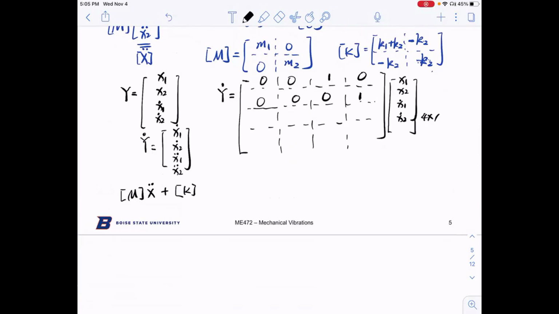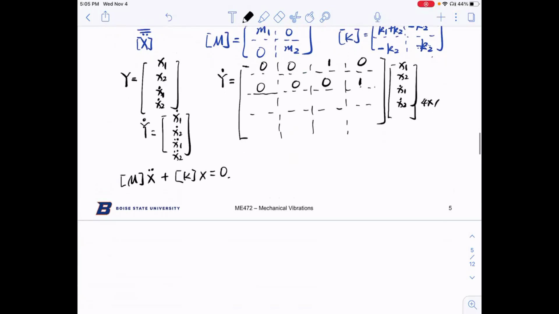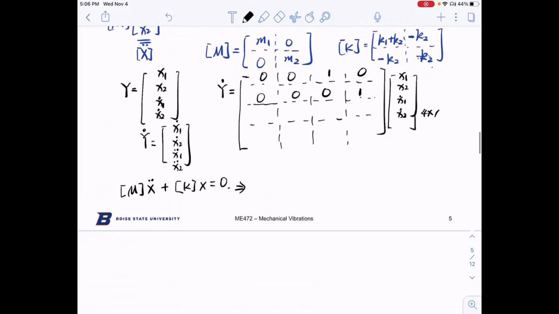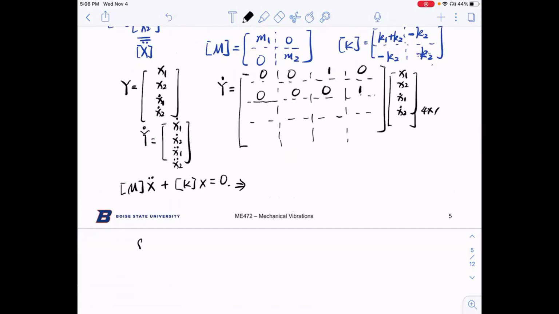Okay, we write it in a matrix format. So in order to do this, we have to express it out and then convert it to equations. So that means the first equation is m1 x1 double dot plus (k1 plus k2) x1 minus k2 x2 equal to 0. Your second equation is m2 x2 double dot plus k2 x2 minus k2 x1 equal to 0.